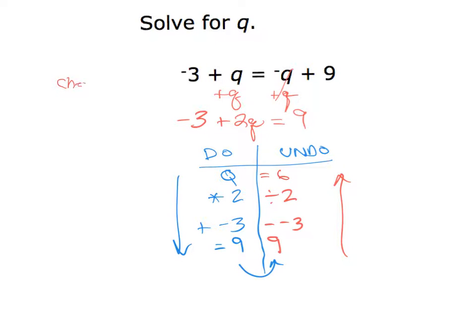I'm going to write a really small check step here for you. Negative 3 plus 6. Is that the same as negative, the opposite of q, in this case the opposite of 6, plus 9? Negative 3 plus 6 is 3. Negative 6 plus 9 is also 3.